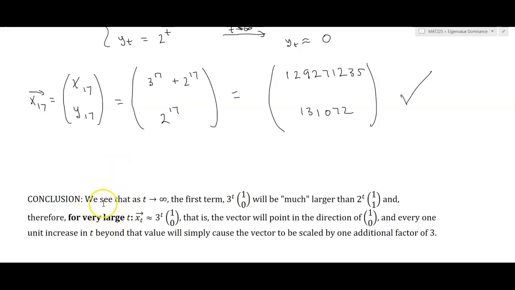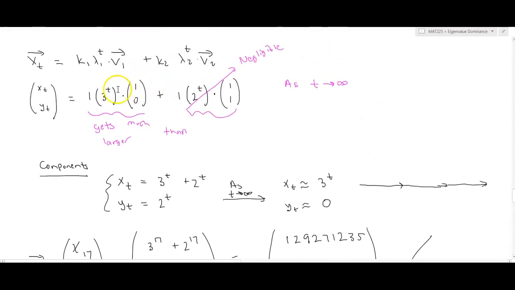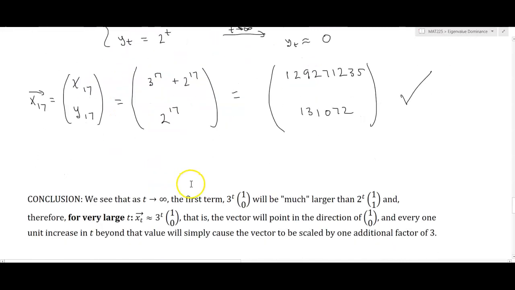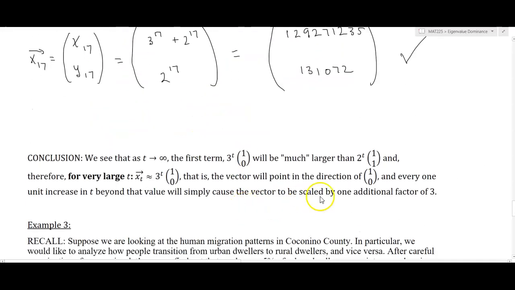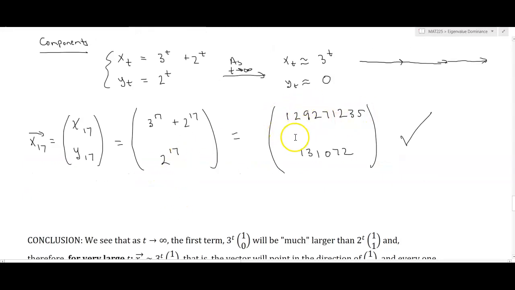So our conclusion is we see that as t approaches infinity, again, just making the exponent larger and larger, the first term, 3 to the t times 1, 0, will be much larger than 2 to the t times 1, 1. And therefore, for very large t, x sub t is approximately equal to 3 to the t times 1, 0. So you can see that basically it's going to be some multiple of the 1, 0 vector. In our case, that multiple is not quite 1 to 0, but it pretty much is a 1 to 0 relationship.